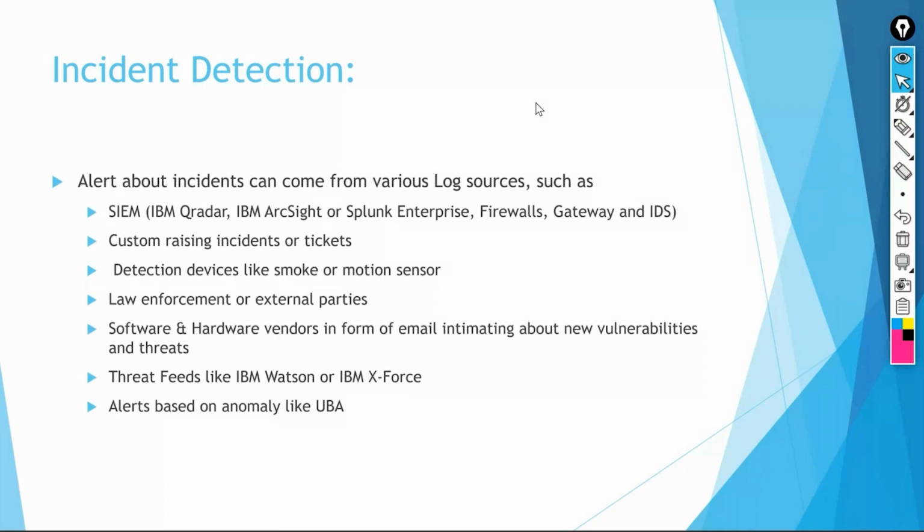And we can also detect the incident based on anomalies like user behavioral analytics. A live example is, my employee is connecting over the weekend, or my employee is trying to run too many DML and DDL commands, or an existing employee is trying to touch a sensitive table. These kinds of anomalies can be discovered by machine learning, and it can trigger an alert. So there are multiple log sources from where an incident can come.